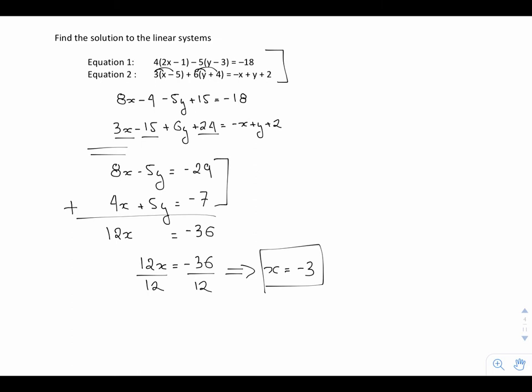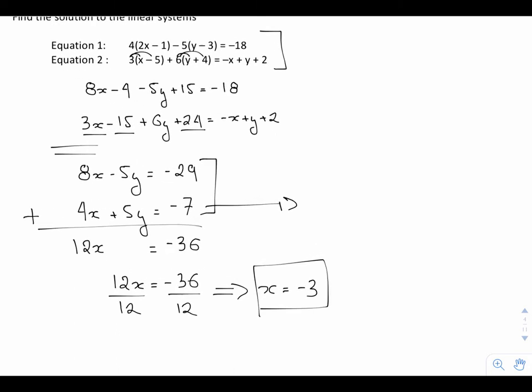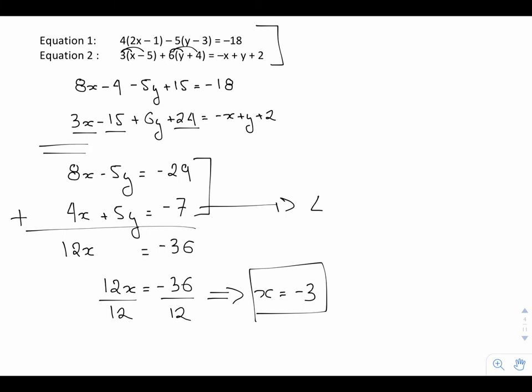So I'm going to pick the second one here, just because the numbers 4 and 5 and negative 7 look nicer. Let's just put it that way. It feels better to plug them into that equation. And I'm going to replace the x here with a negative 3. That's this 4 times negative 3 plus 5y equals negative 7.